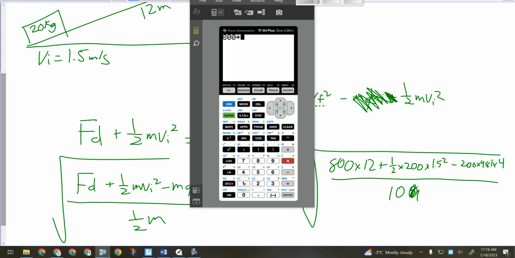800 times 12 plus 0.5 times 20. I wrote 200 in there. That's why I did, because I wrote 200 in there. Okay. Times 20 times 1.5 squared. Okay, minus 20 times 9.81 times 4, divided by 10. Wow, even faster. Okay, 30 meters per second. Okay, so yeah, it's being shot up the ramp.